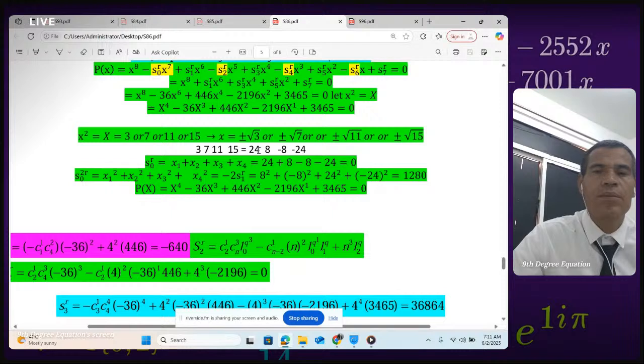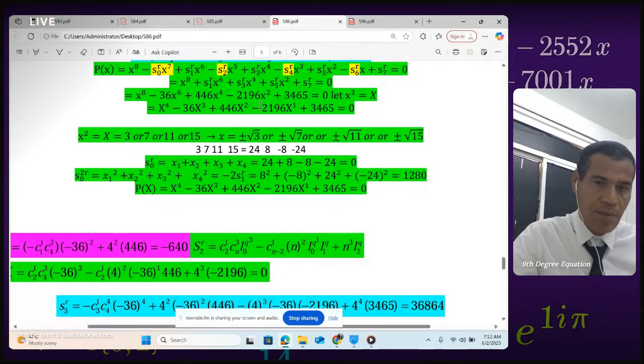And look at the coefficients. Negative 36, 446, negative 2196, 3465. Those are exactly the non-zero values we had before. Precisely. Okay, now a 4th degree polynomial. That's much more manageable than an 8th degree. Did the document find the roots for this X equation? It did. And this is maybe the most surprising part of the whole thing, given where we started. What are they? The roots for X are just 3, 7, 11, and 15.